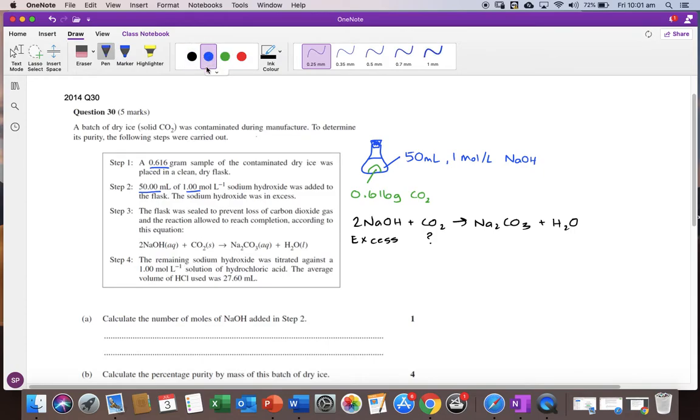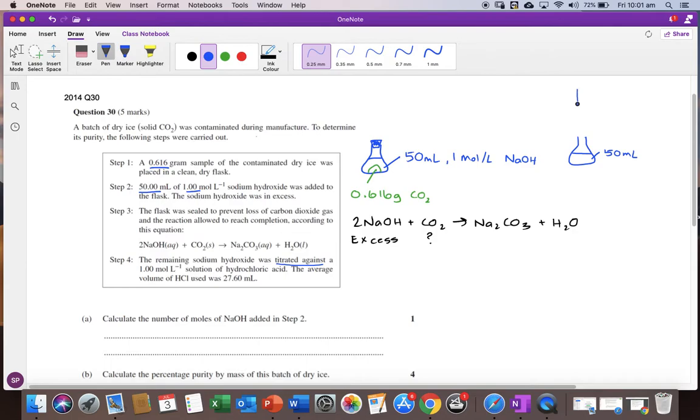The remaining sodium hydroxide was titrated against a 1 molar solution of hydrochloric acid. The average volume of HCl used was 27.6. Okay, so this reaction has allowed to go to completion, which means we've now got our flask, which I'll draw over here, with no contaminated dry ice left over, just 50 mils of liquid. Okay, and that's a little bit of an assumption that you need to make there. The flask was sealed, so we're assuming that the final volume of this solution remains at 50 mils.